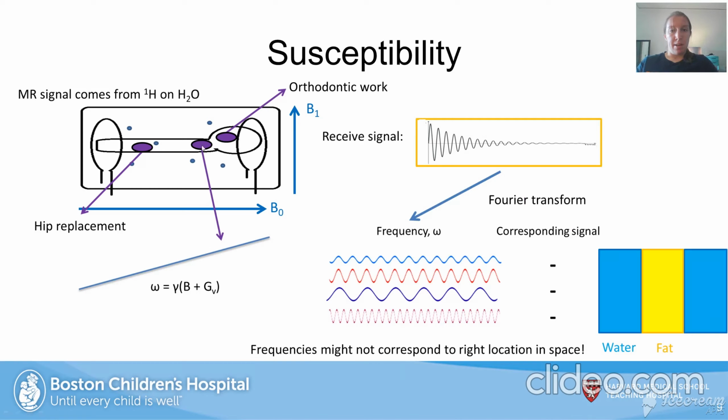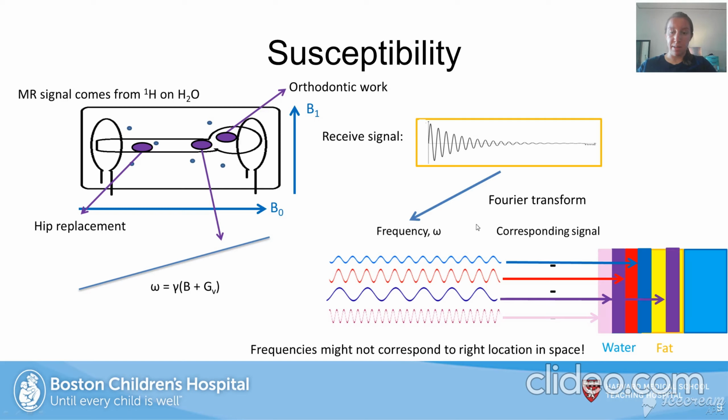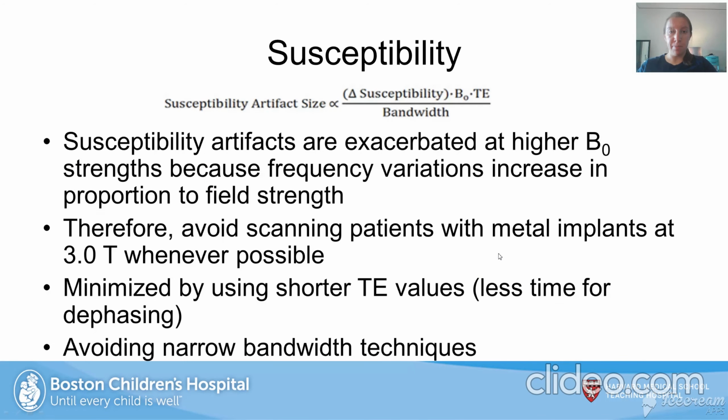And as I mentioned, when you receive a signal, you do a Fourier transform, and you get frequencies with their corresponding signals, and you can map them back to the image, depending on the location of wherever these are occurring in the image itself. But if the patient has braces or something like that, the frequency is going to be thrown off, and if the frequency is off, then you're going to map it back to a completely different location. So the frequencies might not correspond to the right location in space, and that might be an issue.